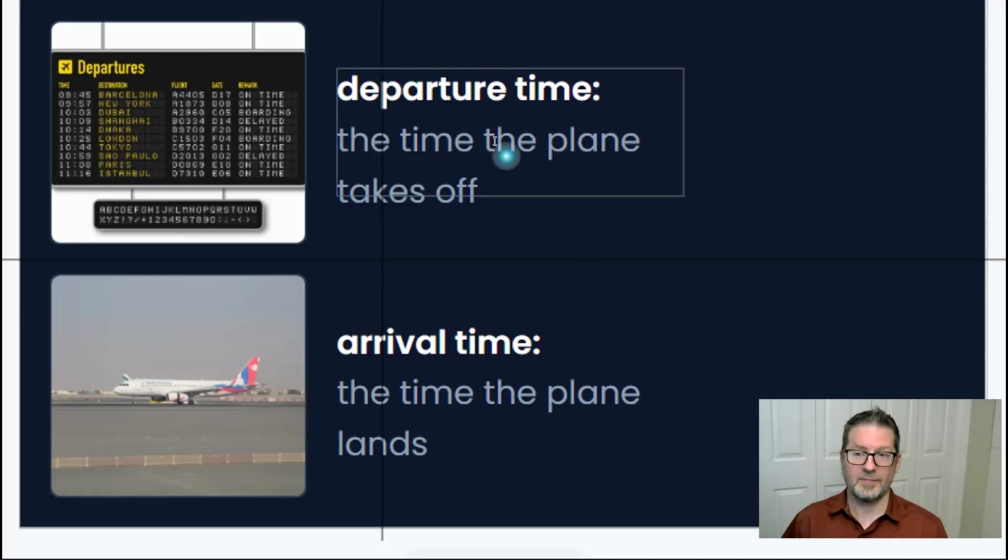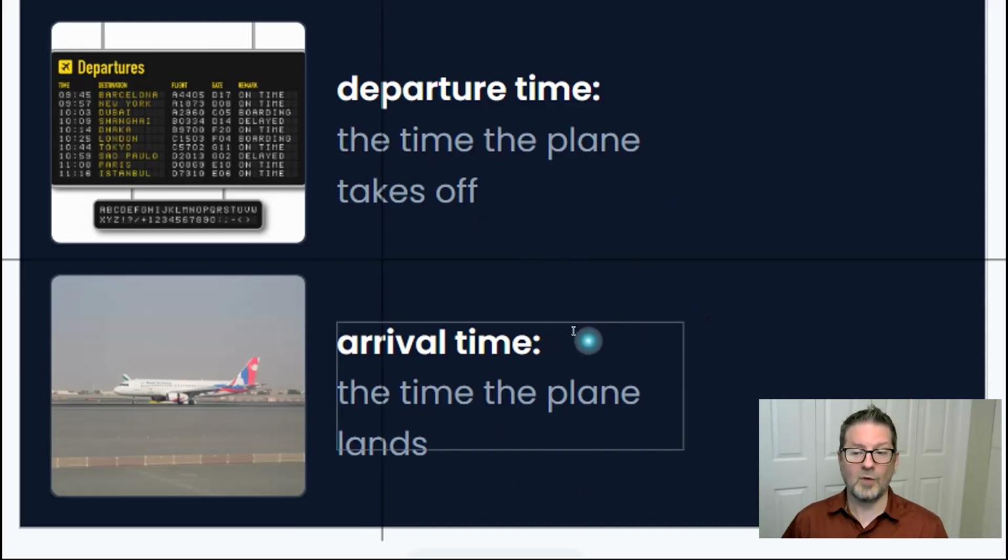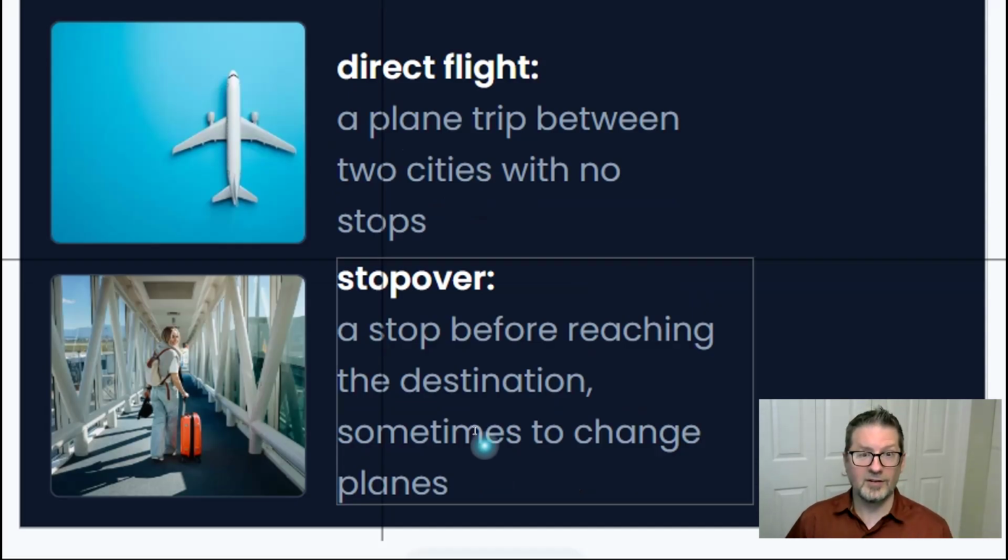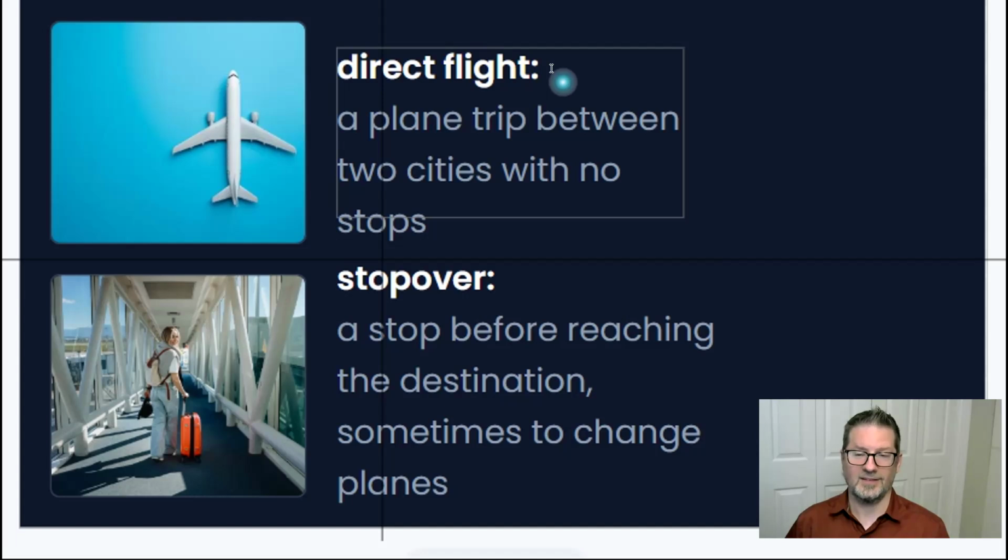Departure time. The time the plane takes off is the departure time. Arrival time. The time the plane lands is the arrival time. Direct flight. A direct flight is a plane trip between two cities with no stops.